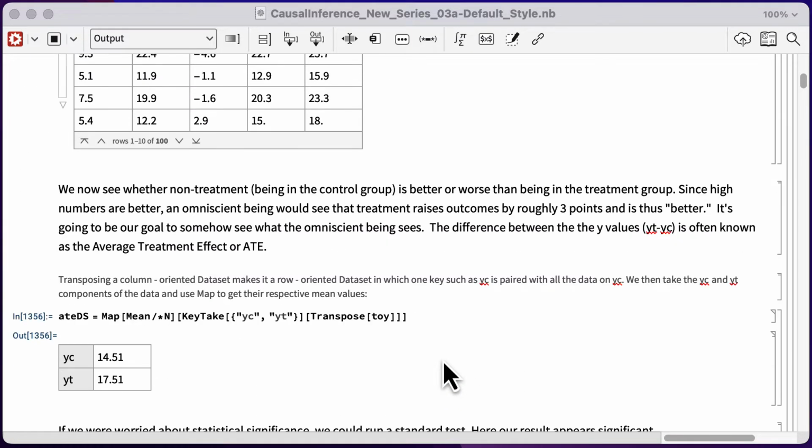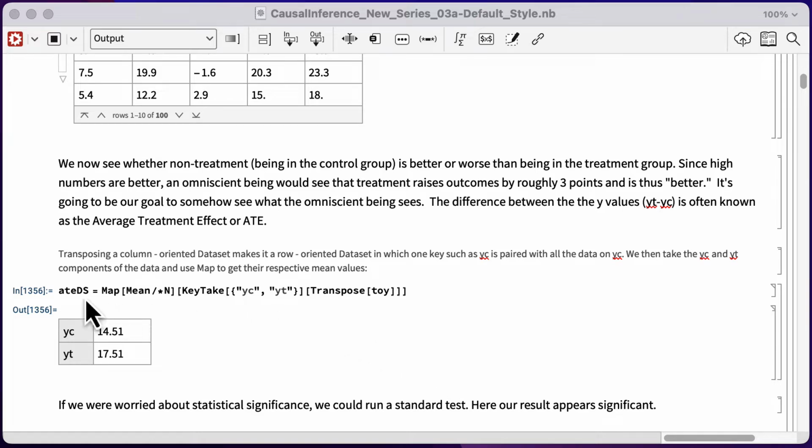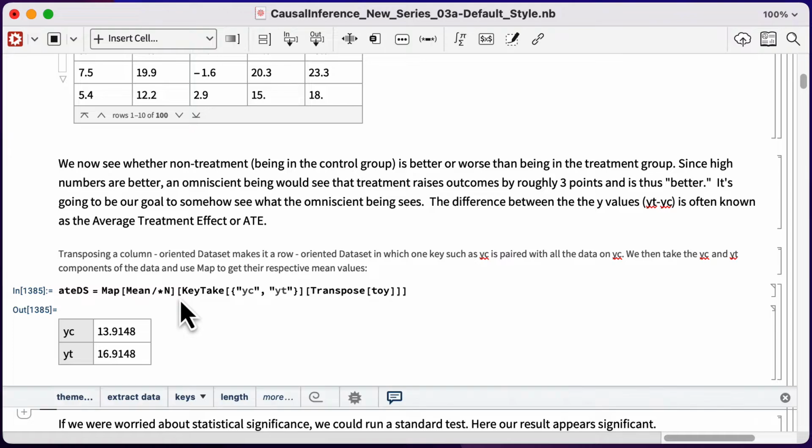Okay, so that's what we have, and if we look at the average treatment effect, we can look at the mean value of the outcome for YC when you did not receive treatment and were in the control group, and the mean outcome for YT when you did. Let's just evaluate that, and it changes each time because of randomness, but it's 13.9 for the people who were in the control group, 16.9 for people who were in the treatment group. So people in the treatment group, the omniscient being knows, did better. Treatment is a good idea in this scenario.